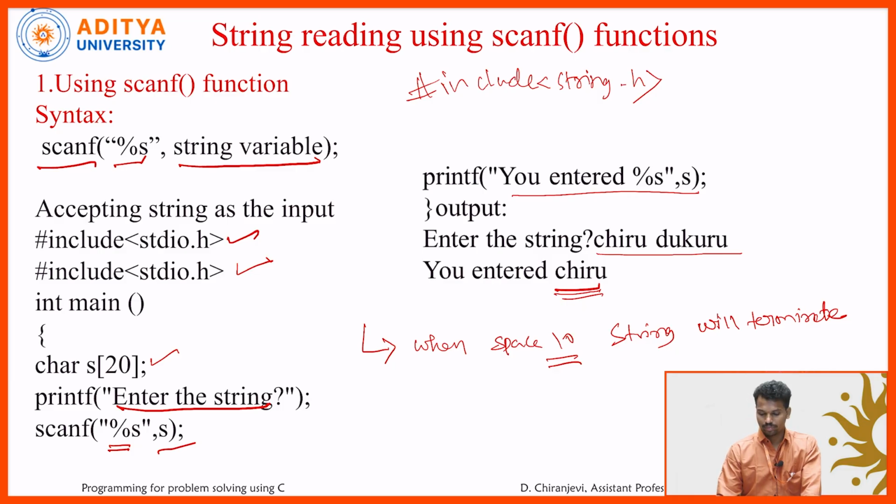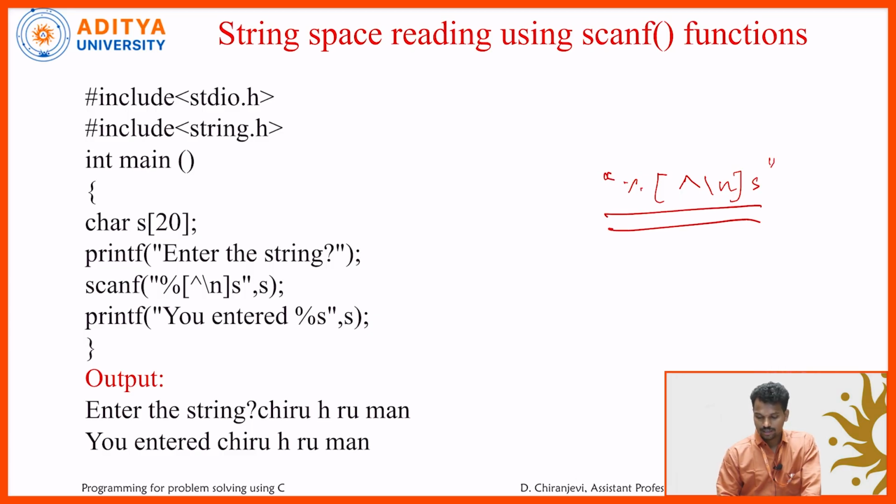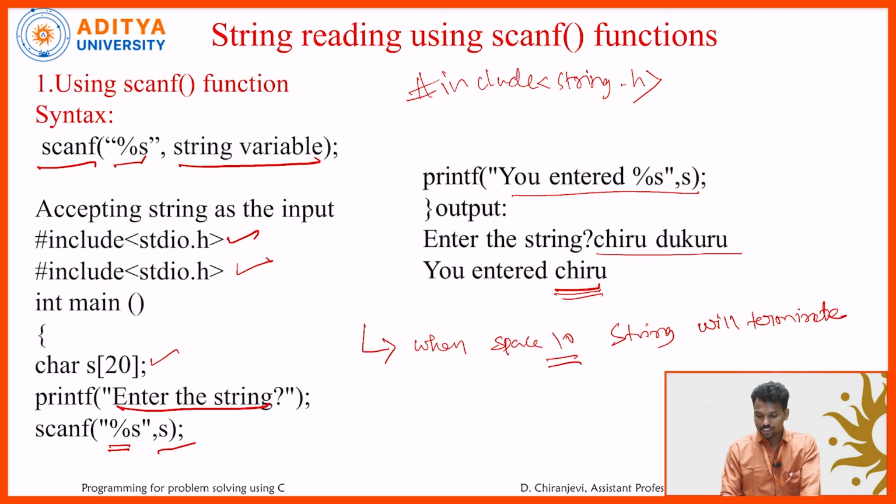To overcome this, there is a syntax in scanf. I will discuss it. The syntax is you write percent, then caret \n, and s, inside the double quotes. It will read spaces also. For reading spaces, you can use this syntax. Earlier, when the space was encountered after Chiru, it terminated. Now this time it needs to print Chiru space Dukuru also.